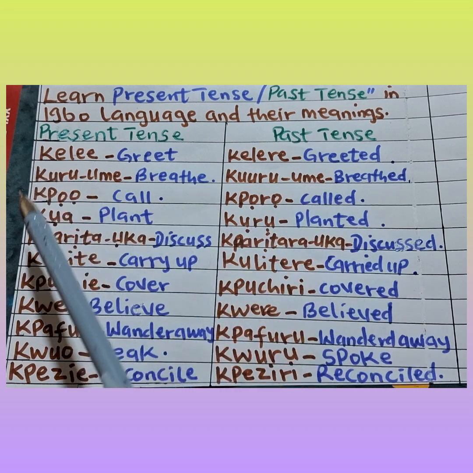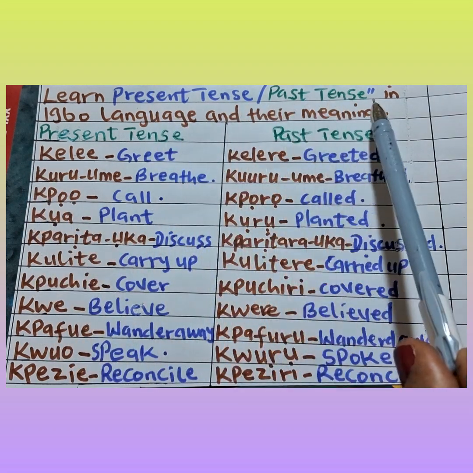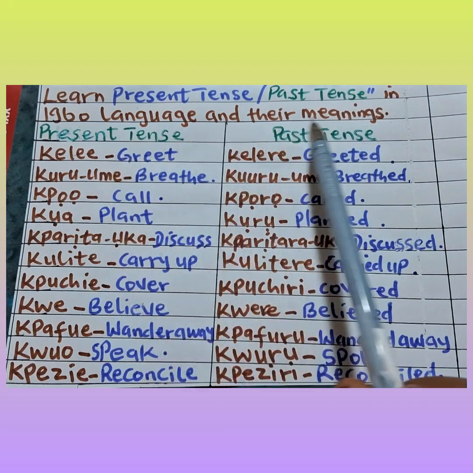All these are examples of present tense and past tense, some of them in the Igbo language.